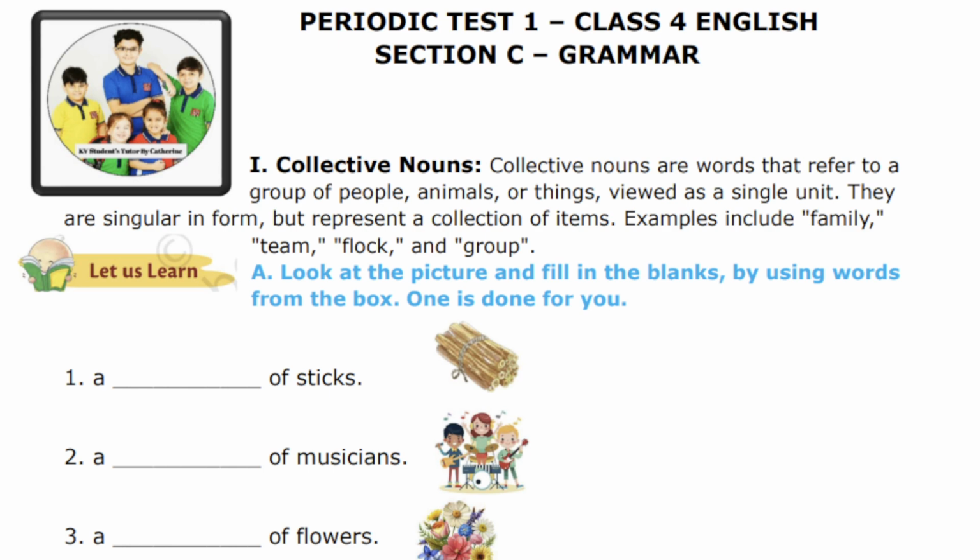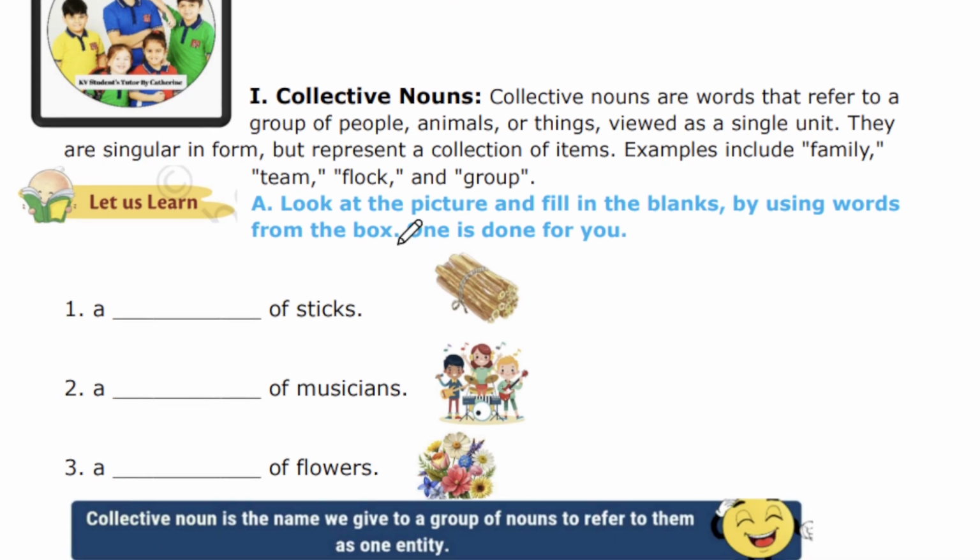For example, you look at these sticks. So, it is not an individual, it is not one stick. It is gathered together and it is rolled and joined together. So, it is a collection of sticks. So, a dash of sticks, it is a bundle of sticks. So, here the word bundle is called a collective noun.